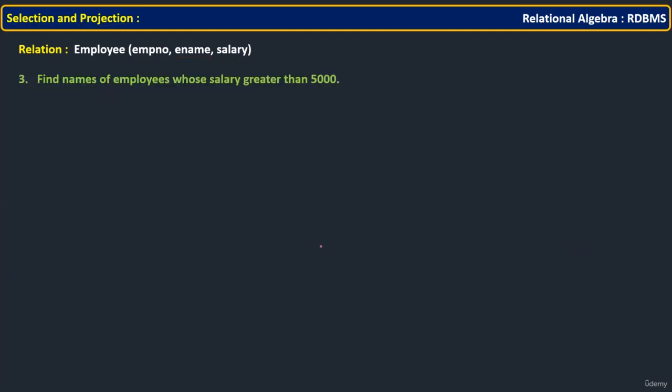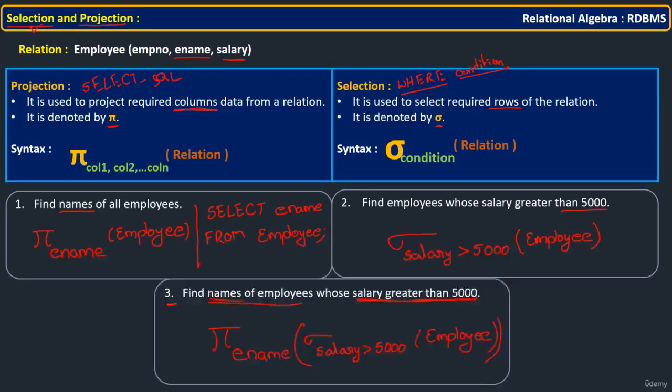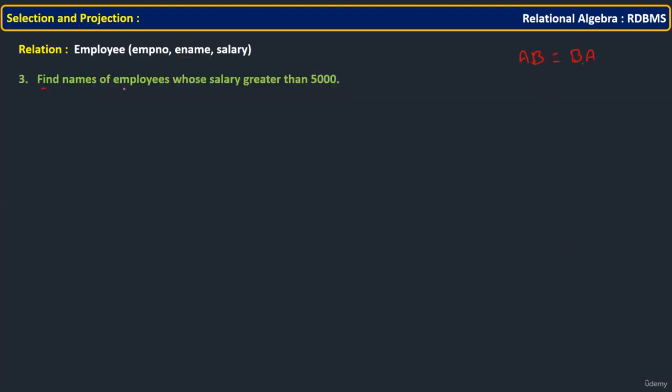So we have a commutative rule, is it or not? Commutative meaning is what? AB equal to BA. If both of them are the same, then the operator we are using is commutative. Similarly, the same query we are going to take here: find the names of the employees whose salary is greater than 5,000. What we wrote first of all is that we selected those rows which satisfy this condition. So that is what we wrote first, salary greater than 5,000, from the employee table.